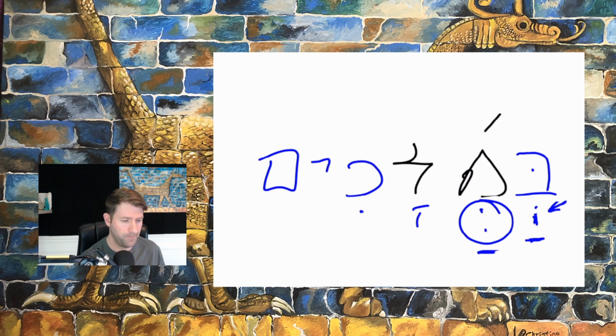I think not. So what happens when you have two vocal shvas in a row is the first one will often become a hirik, the I sound, short I. And the second one will go silent, become a silent shva. So bimlachim, not bimelachim. So bimlachim.